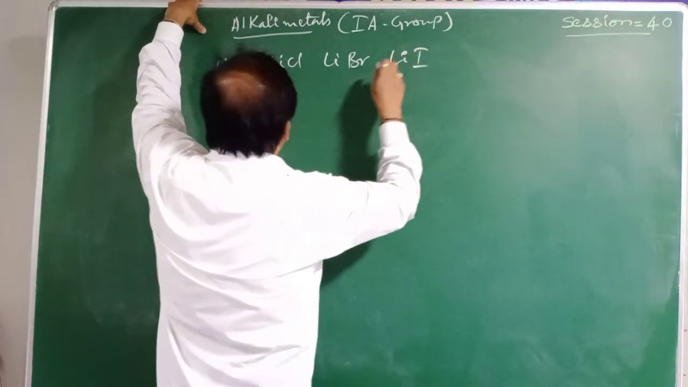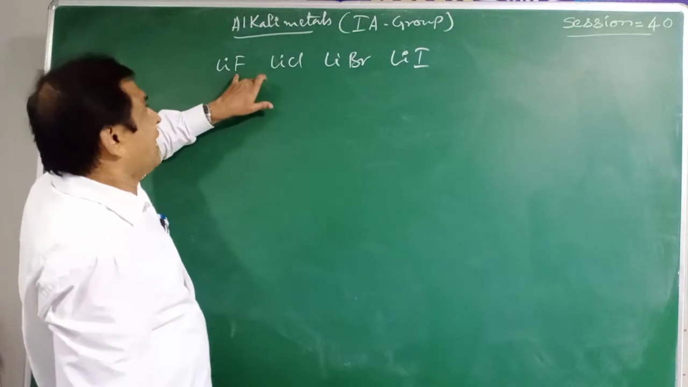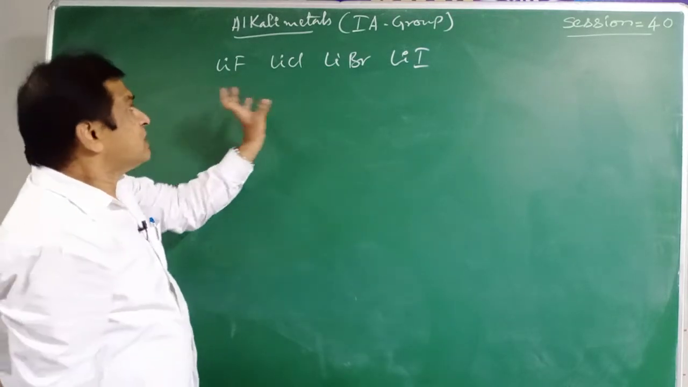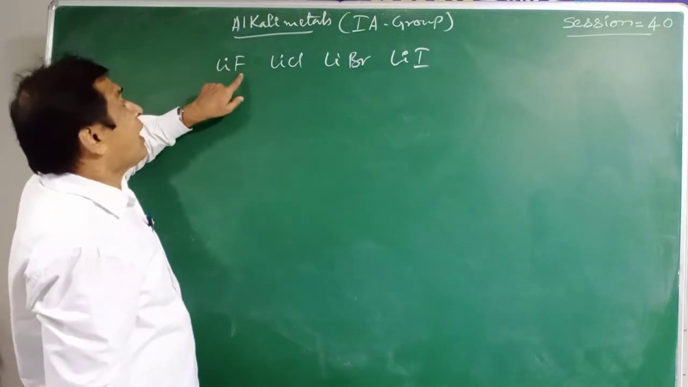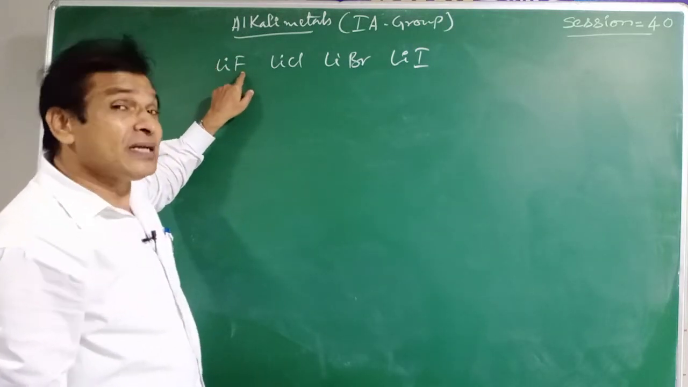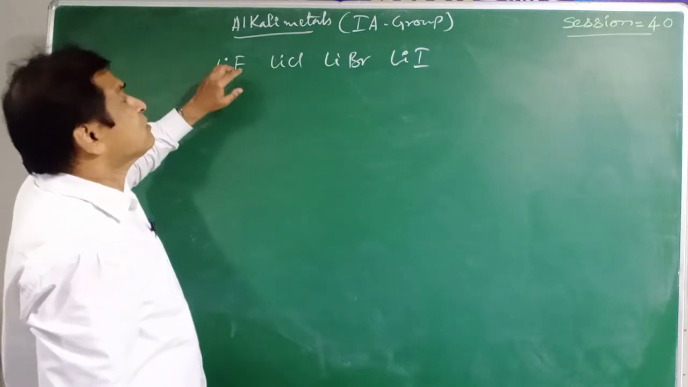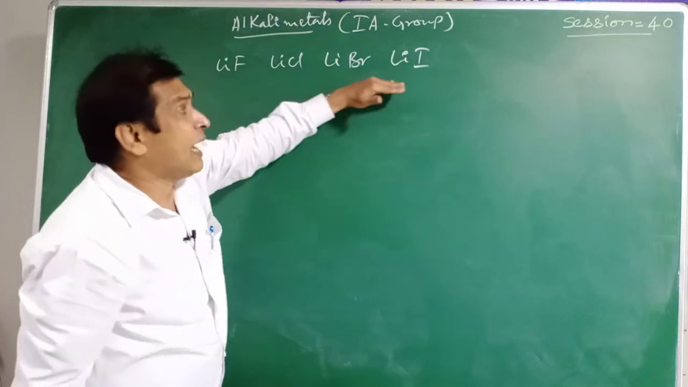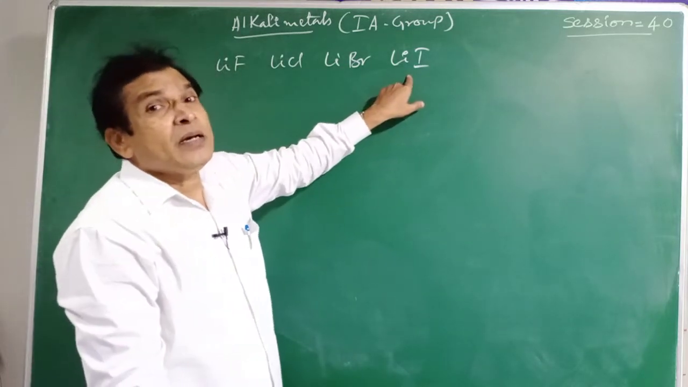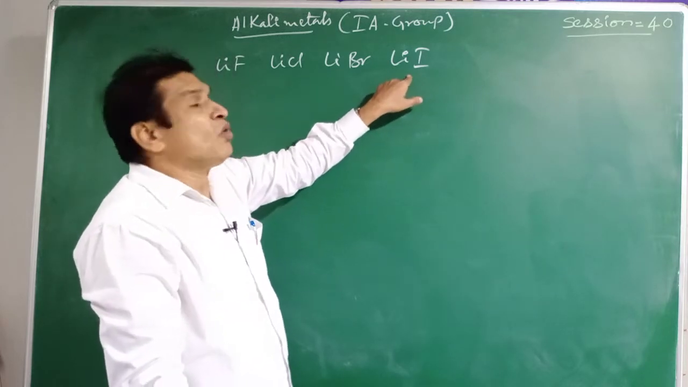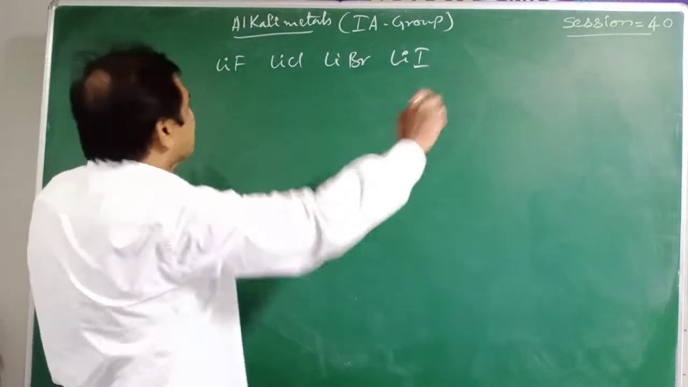Okay, so in all these cases the cation, the lithium ion, is common, and the nature of the substance is decided by the anions according to Fajan's rules. Smaller the size of the anion, more ionic. That means lithium fluoride is more ionic compared to other halides of lithium, and lithium iodide is the least ionic, meaning more covalent in nature. So that is about halides of lithium.